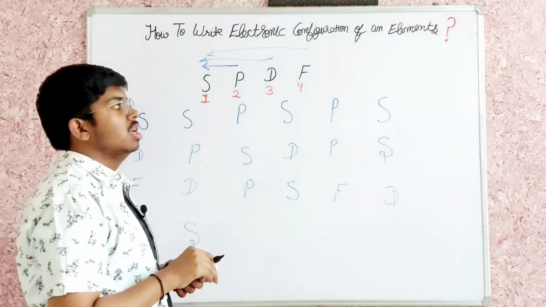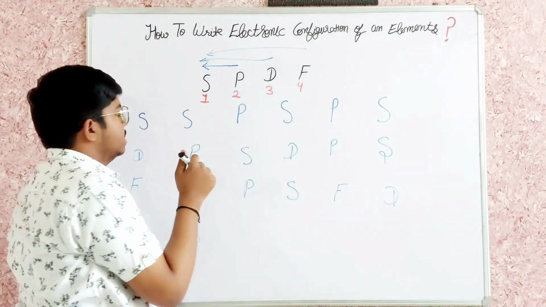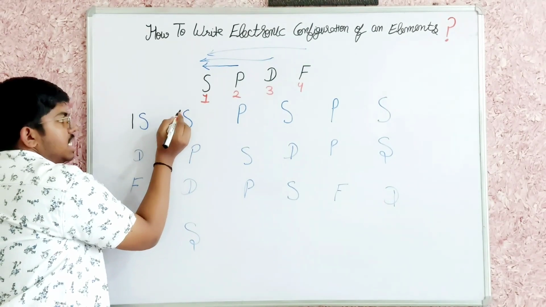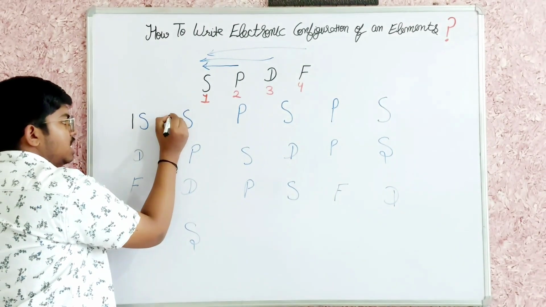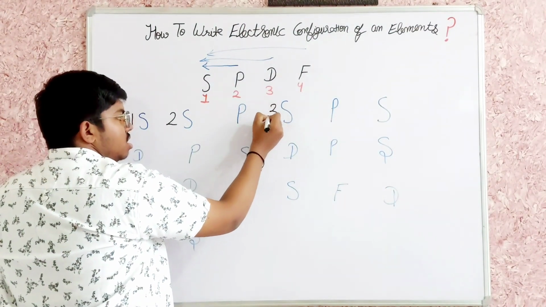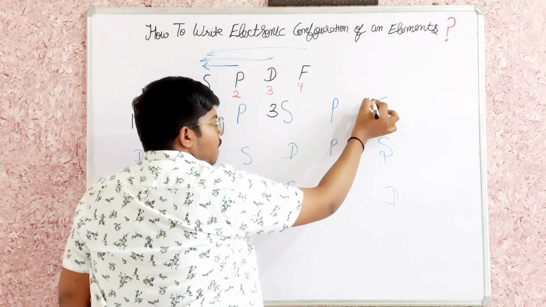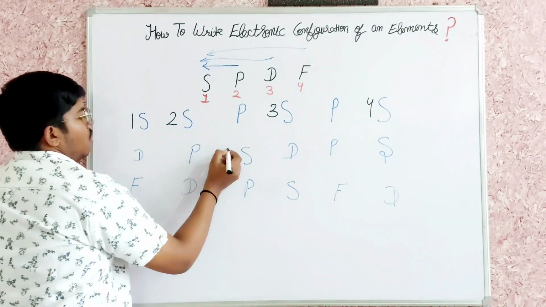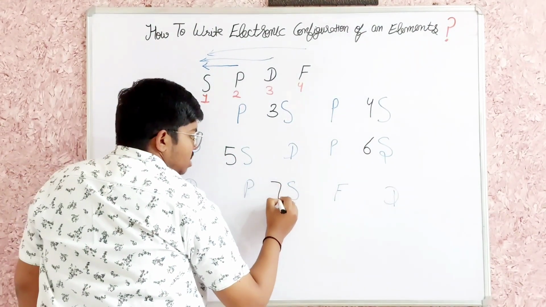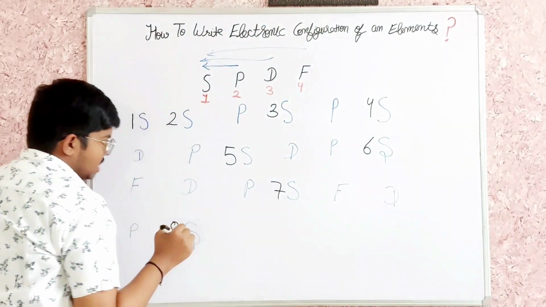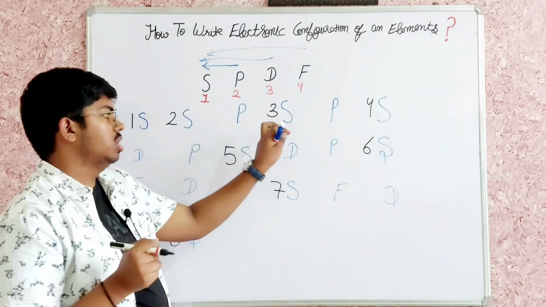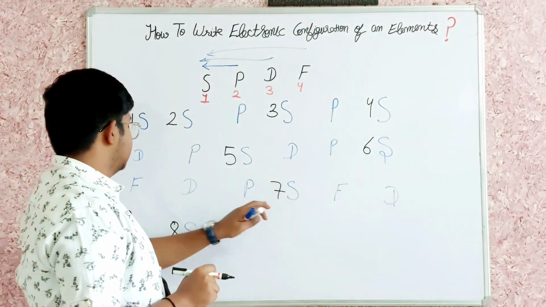Now start from S. Here is S with 1: 1s, then 2s, 3s, 4s, 5s, 6s, 7s and 8s. We first give numbering to all the s orbitals: 1, 2, 3, 4, 5, 6, 7 and 8.